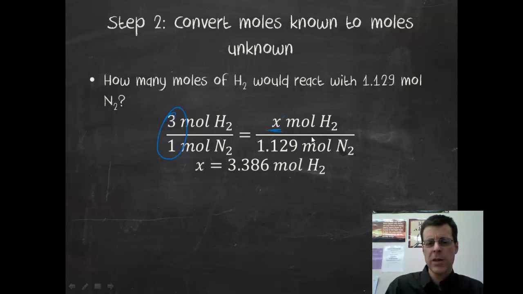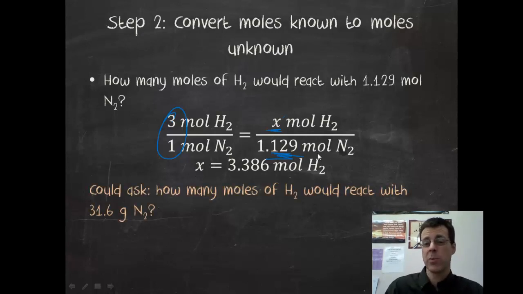Now, if you think about this for a moment, where did we get this number? Well, this original number came from the mass. So in other words, if I combine step 1 and step 2, I now took my mass, 31.6 grams, and converted it into moles of hydrogen. Not moles of nitrogen, but moles of hydrogen. So taking those two steps together, this is what I've accomplished.